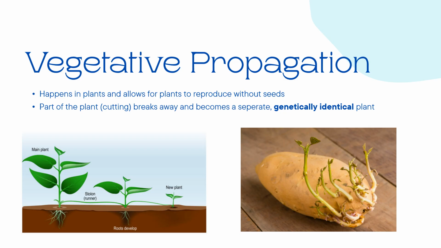Next, we have vegetative propagation, which all of you are probably familiar with, but just don't know the term for. This is what happens when plants reproduce without seeds. Part of the plant, or a cutting, for example, breaks away and becomes a separate genetically identical plant. So we've got a part that breaks away and becomes a whole new plant.